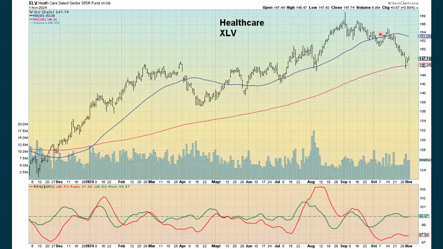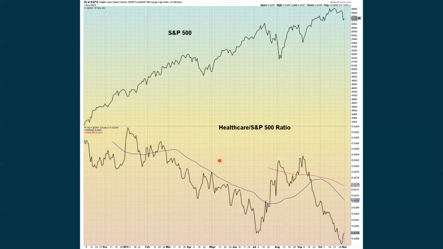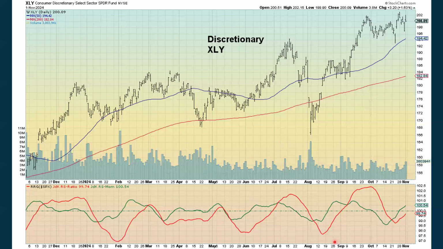Healthcare, which is more defensive, coming down and testing its 200-day moving average. But when we do a ratio, it's really underperforming. We were seeing a bit of an improvement here, but lately it's been really coming back down with this ratio.